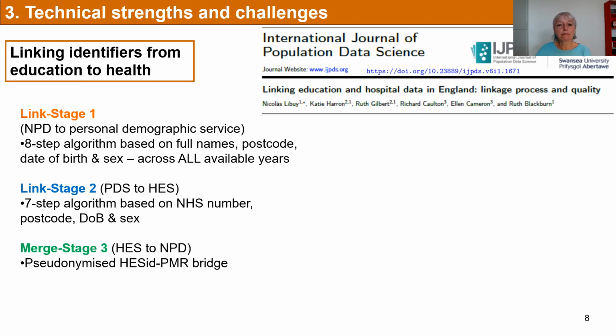In brief, linkage required a multi-stage, multi-step algorithm, which was applied over all available years. Step 1 used identifiers recorded at each yearly school census and the full chronology of updated names and postcodes in the personal demographic service held by NHS Digital. So this is populated by GP registrations and attendances at hospital. Stage 2 involved linkage within NHS Digital data from PDS to HES, and at stage 3, we merged HES to MPD within the ONS secure environment using the bridging file.